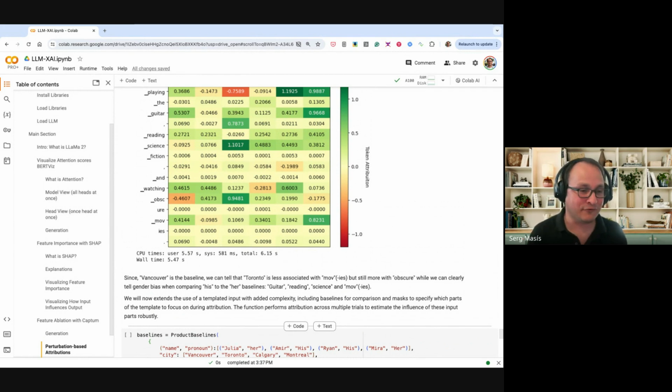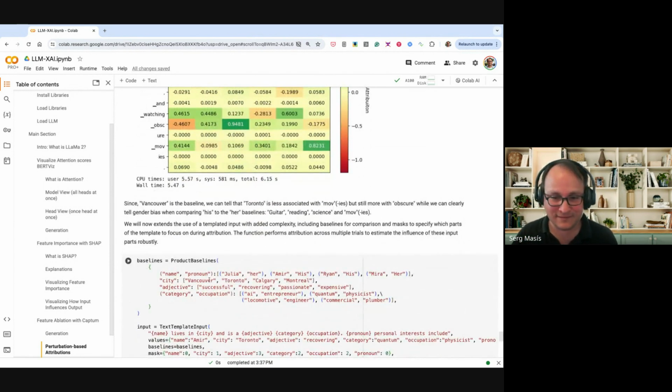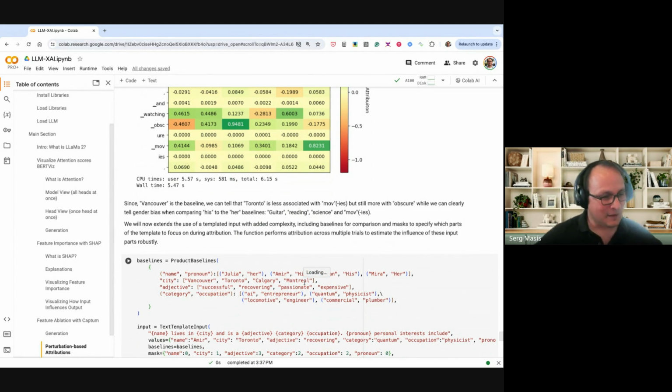What happens if we try different baselines? What happens if we throw in different cities? Like, not just try Vancouver, let's try Calgary, let's try Montreal, and see if amongst Canadian cities, Toronto is the most obscure of them all, right? And what if we have more than one his and more than one her?